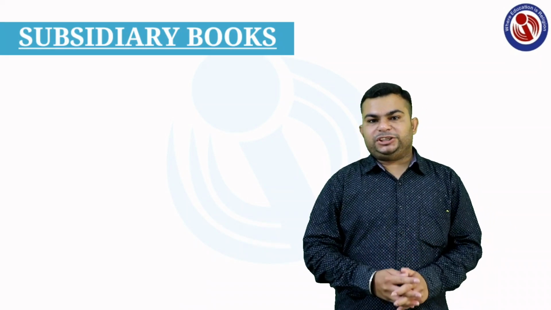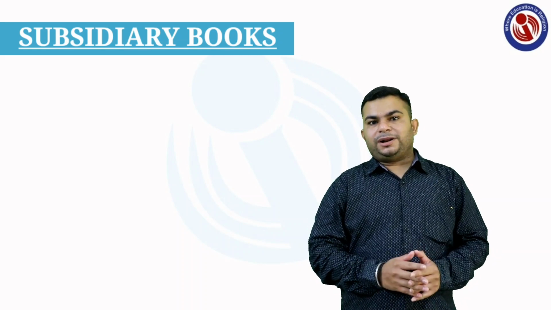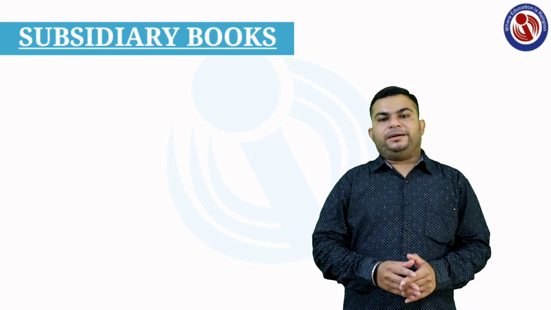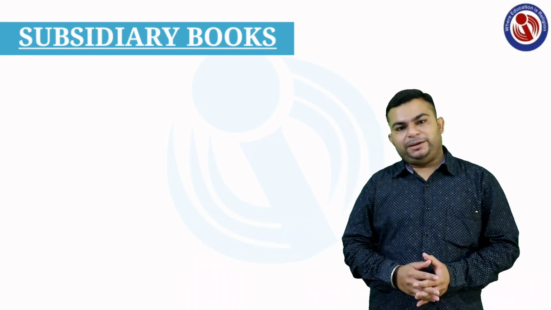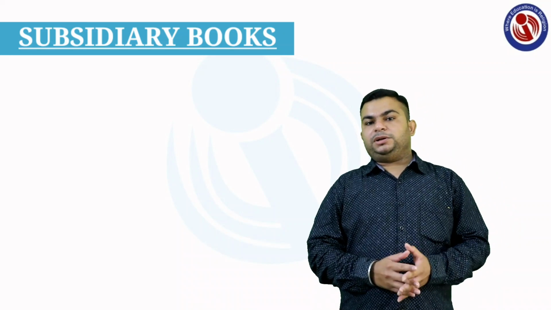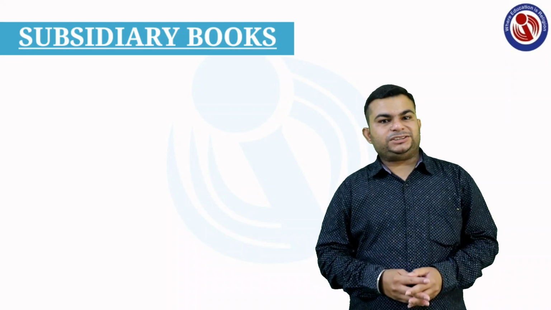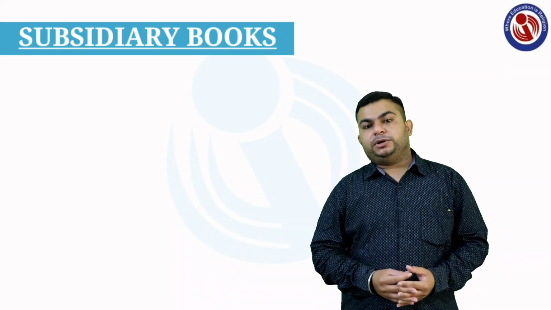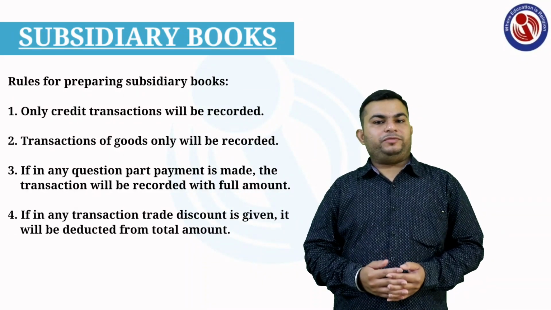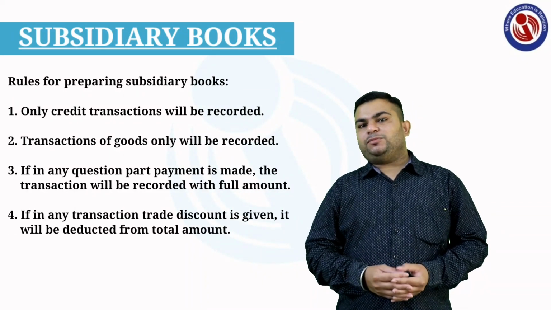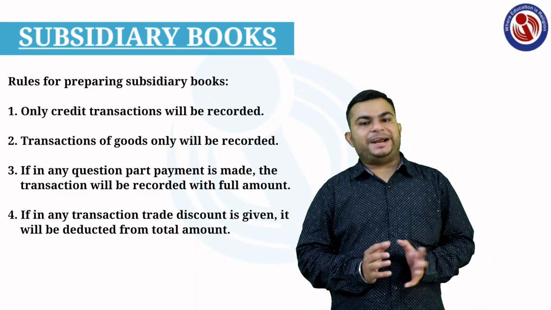In our previous chapter, that is chapter number 4, journal, we have seen all the transactions in a journal are recorded in a combined way. By this I mean all the transactions are recorded in one common book, that is a journal book. Journal means a daily book or a note, or we can say a diary. It is a book in which all the transactions of a business are recorded combined.